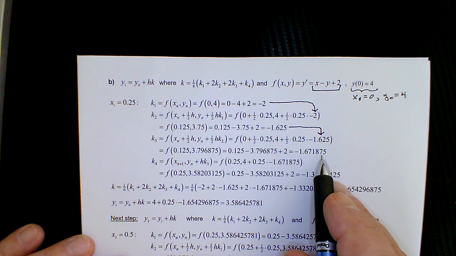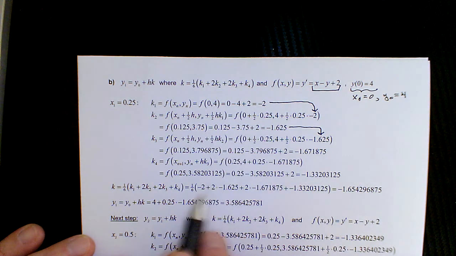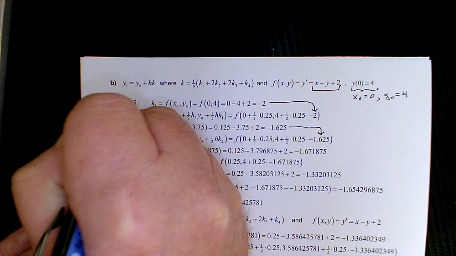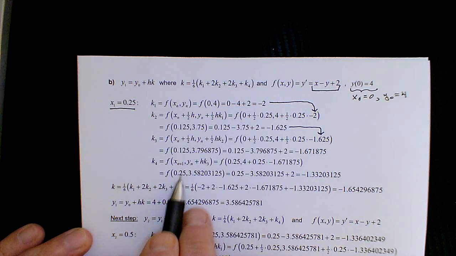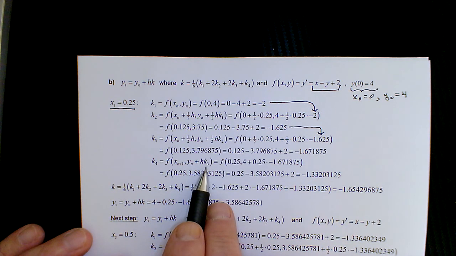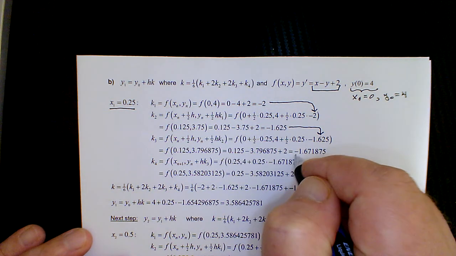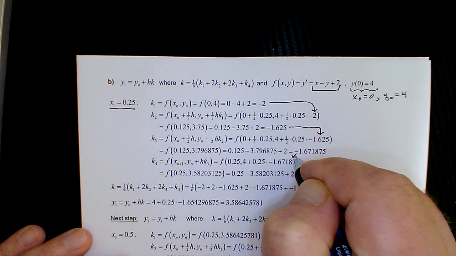And now finally for K4, we have x sub n plus 1, so now this is the x sub n plus 1 value, the 0.25, because that's our step. And the hk is the h of 0.25 times the k that was that previous k value, k3.